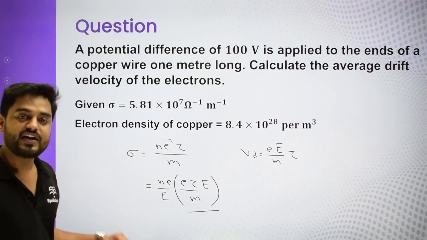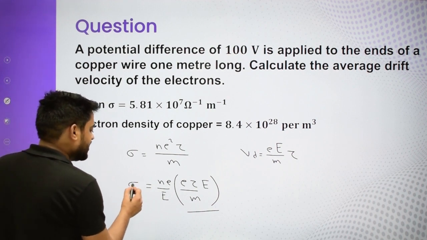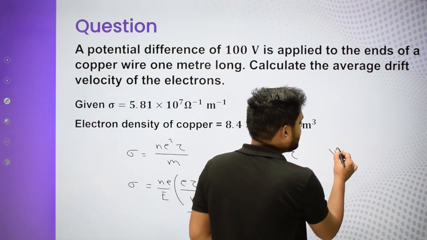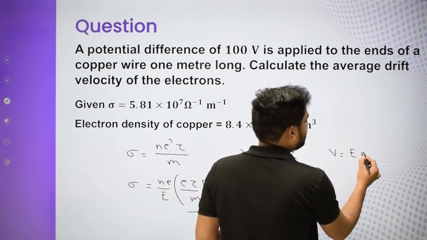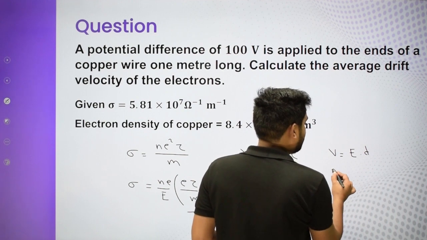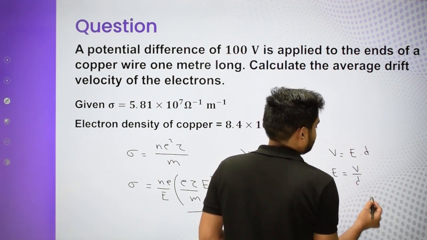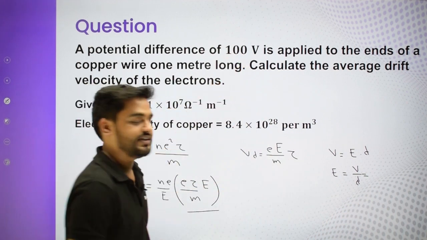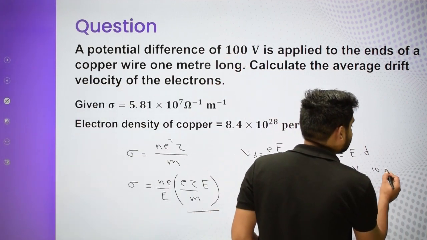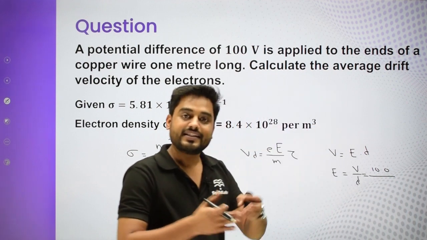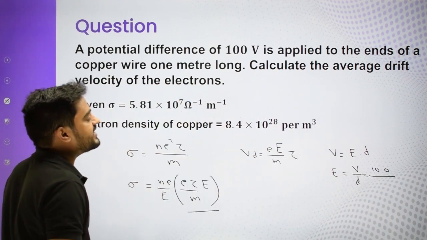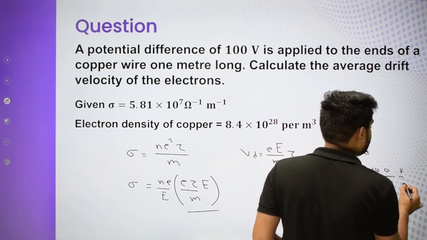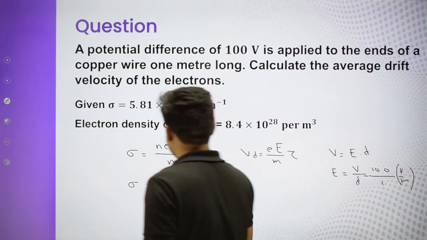So drift velocity and sigma we have already related now. Now it is just the electric field which we need to get. We already know that V is equal to the electric field into distance, or the electric field is basically V divided by the distance. So what is the potential difference? The potential difference over here is 100 volt, so 100 volt divided by the distance. Distance is nothing but the length of the copper wire, which is 1 meter long. So the electric field is 100 volt per meter. So the E value I can substitute.